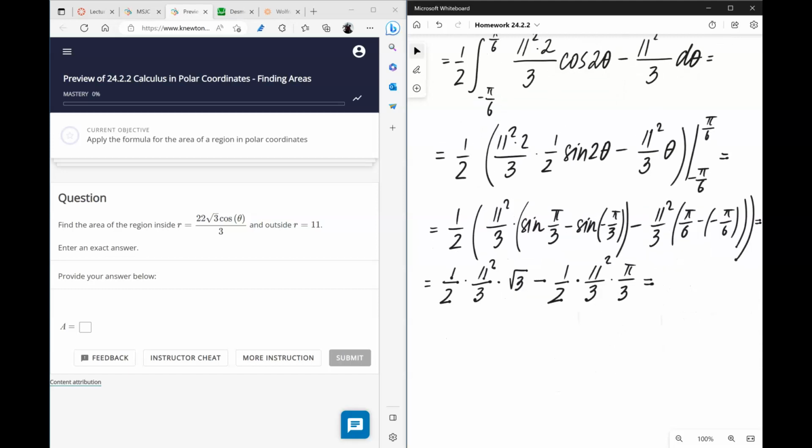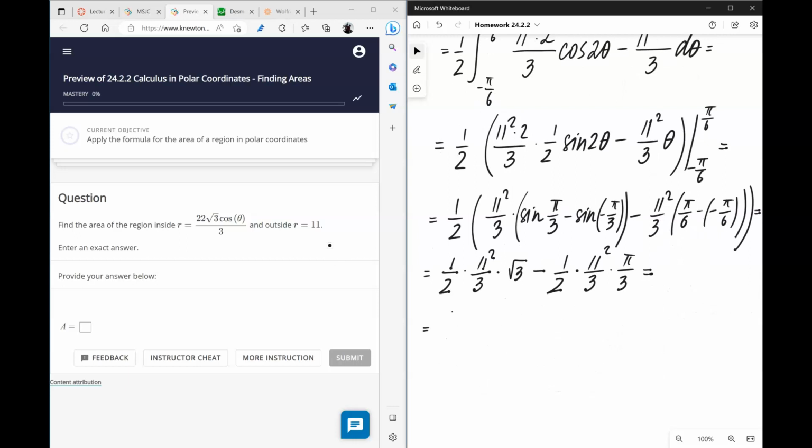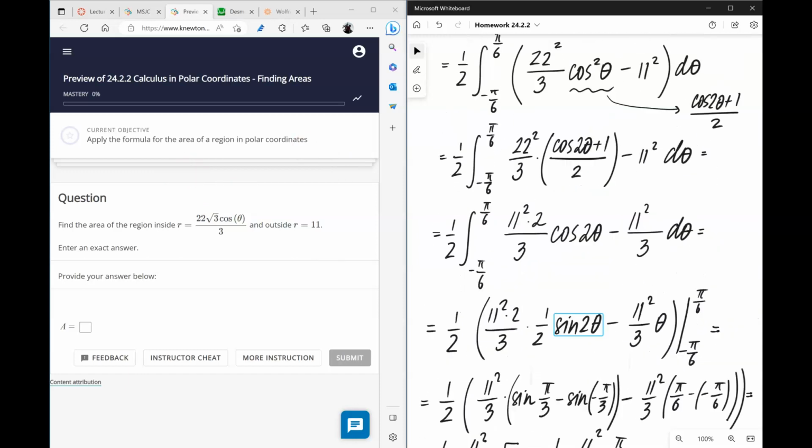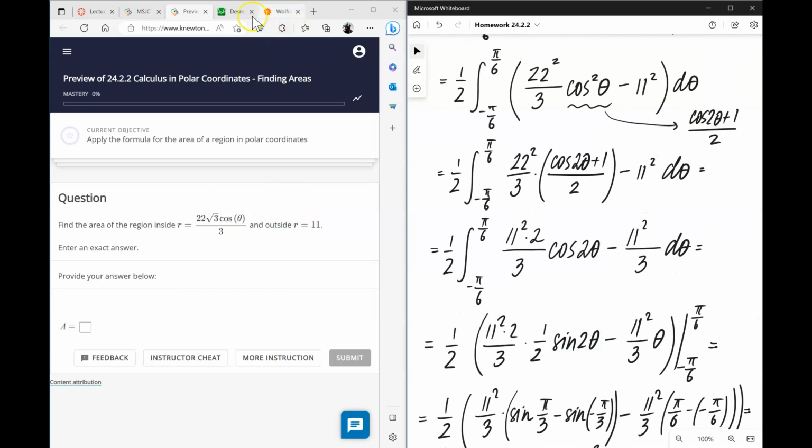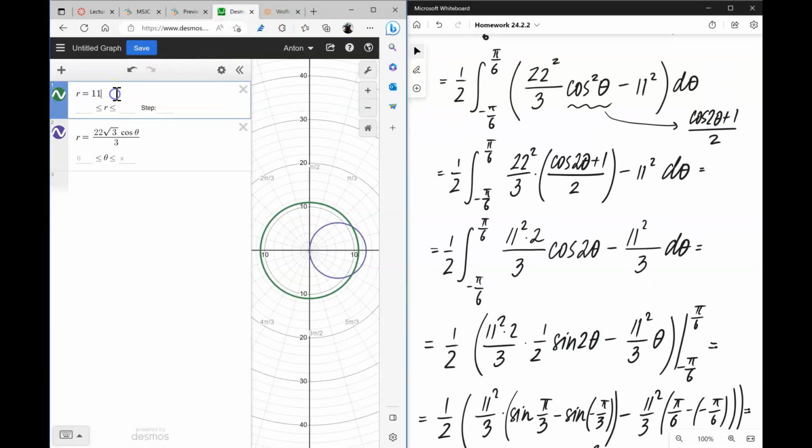And I think we're ready to write the answer. It's just going to be 1/2 times 11 squared over 3 times square root of 3 minus pi over 3. And again, I'm not going to risk it. I'm going to type this integral in Desmos.